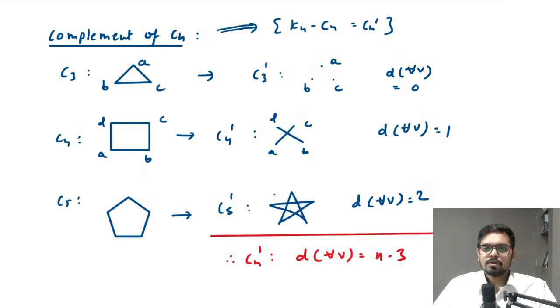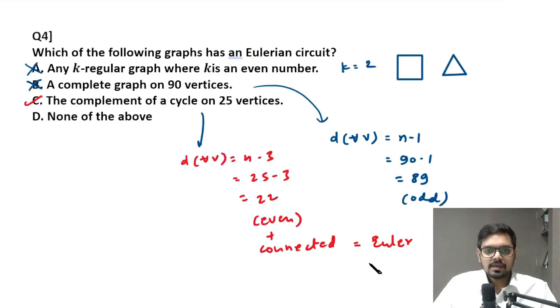Remember my simple trick to draw the graphs fast? If yes, then check. Degree here 1, 1, 1, 1. Every vertex is having degree 1. Degree here 2. So if you make a formula now, 3 vertices degree 3 minus 3, 4 vertices degree 4 minus 3, 5 vertices degree 5 minus 3. So if n vertices, degree is n minus 3. Here we have 25 vertices. So C dash will have how many degree? 25 minus 3, 22. All the vertices having even degree plus connected. So Eulerian. So option C is correct.